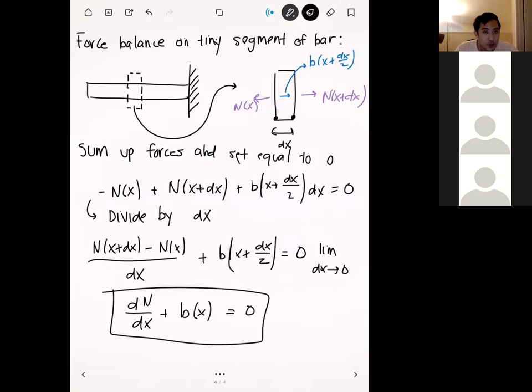And so what we have right here is a differential equation that describes the static equilibrium of this beam. All right. Any questions on this so far?